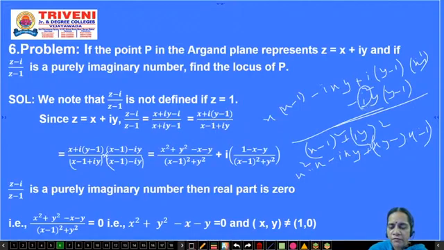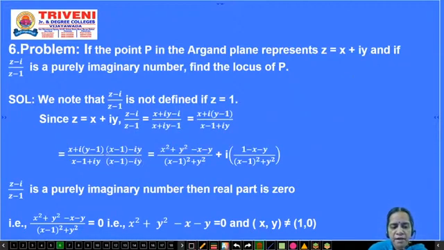What is the value of i square here? Minus 1, minus of minus 1, y into y minus 1. We have to rearrange the values here. x square plus y square minus x minus y by x minus 1 whole square plus y square plus i will be common here, 1 minus x minus y by x minus 1 whole square plus y square.